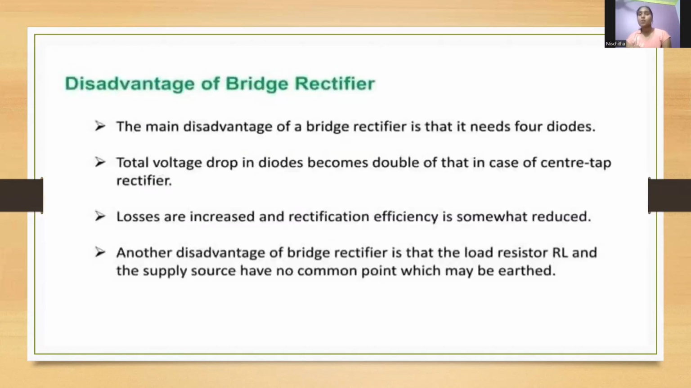Next, what are the disadvantages of the bridge rectifier? The main disadvantage of a bridge rectifier is that it needs four diodes. The total voltage dropped in the diodes becomes double that in the case of a center tapped rectifier. Losses are increased and rectification efficiency is somewhat reduced. Another disadvantage of a bridge rectifier is that the load resistor, that is RL, and the supply source have no common point which may be earthed.